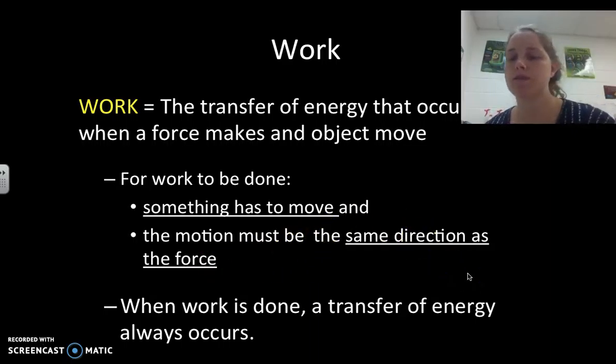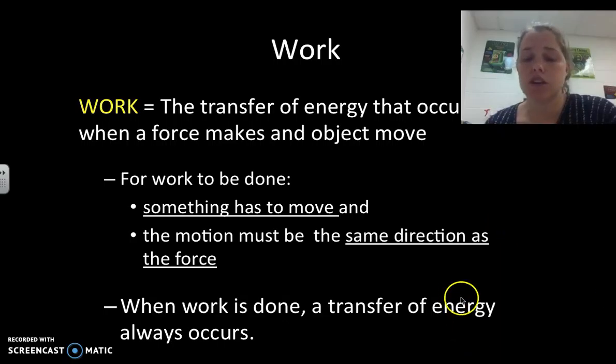And the motion must be in the same direction as the force. This isn't one of those things where we were talking about an equal and opposite reaction necessarily. But if you push a rolly chair forward, the chair should go forward. It shouldn't go backwards. That would be confusing. But that means that work has been done. You have transferred the energy from your arms into the chair, and the chair has moved in the same direction as the force I applied for it to move. So work has been done. When work is done, a transfer of energy always occurs. I have transferred energy from myself into that chair.